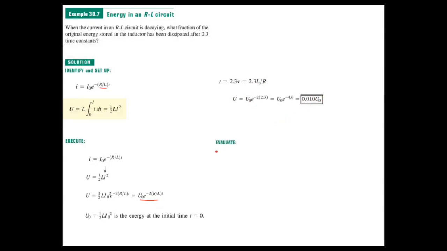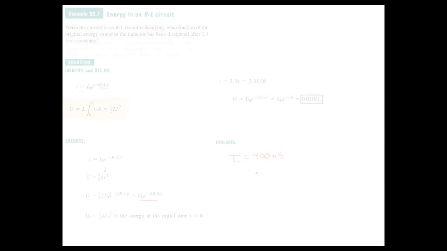So if we return to the previous example, for that RL circuit, the time constant was about 400 microseconds. So to turn that circuit off and then turn it back on, in other words to completely cycle it, we'll require about 2.3 time constants to get down to 1%, and 2.3 of these to turn it back on. So roughly speaking, it'll take about 2 milliseconds to cycle the circuit. And this ends example 30.7.